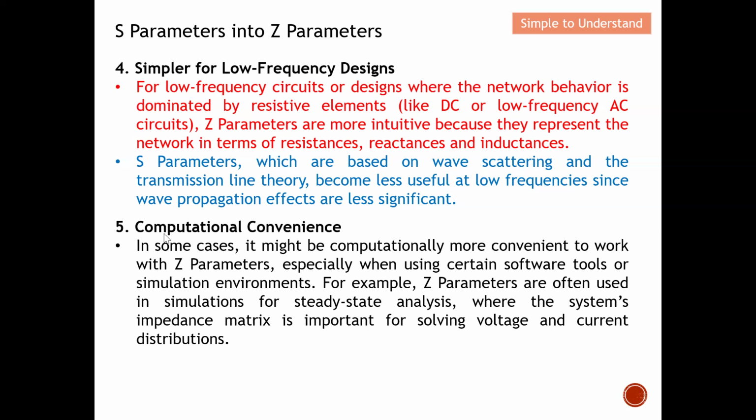Next, when we do some computation, we need some form of convenience. In some cases, it might be more convenient to work with Z parameters, especially when using certain software or simulation environments. For example, Z parameters are often used in simulation for steady state analysis, where the system impedance matrix is important for solving voltage and current distribution.